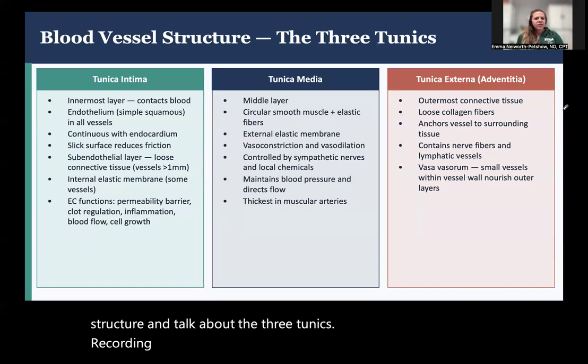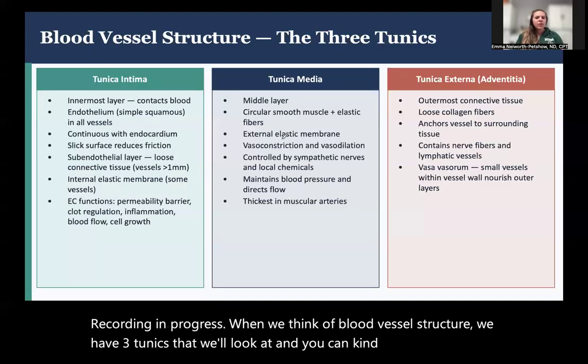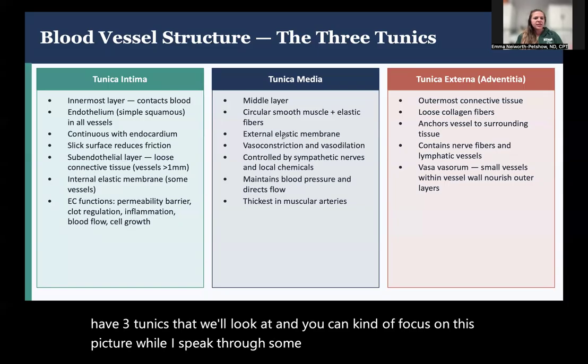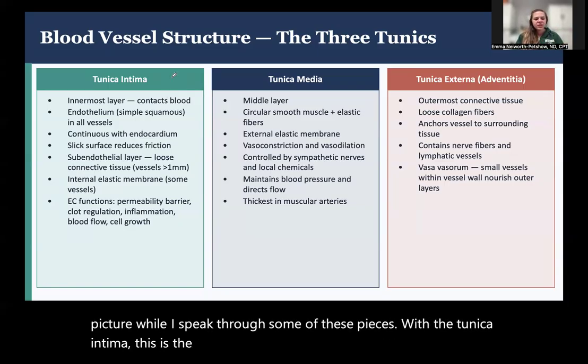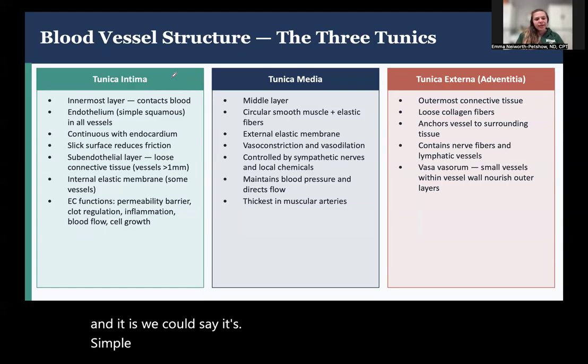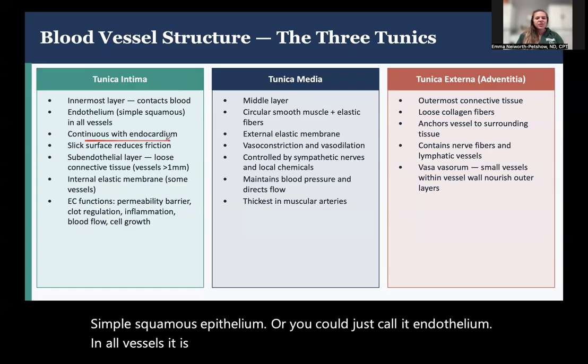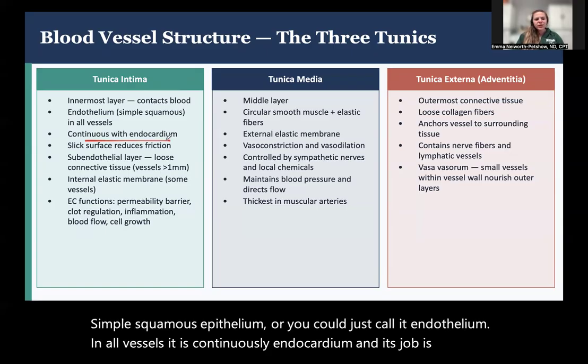When we think of blood vessel structure, we have three tunics that we'll look at, and you can focus on this picture while I speak through some of these pieces. With the tunica intima, this is the innermost layer. It's the layer that contacts blood, and it is simple squamous epithelium, or you could just call it endothelium in all vessels. It is continuous with the endocardium, and its job is to maintain a slick surface to reduce friction.